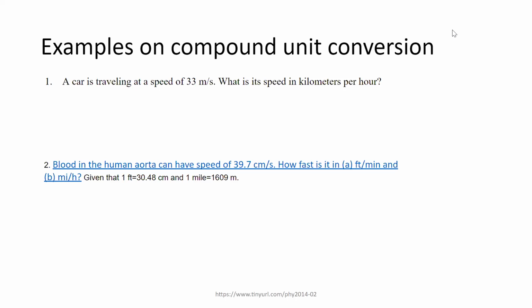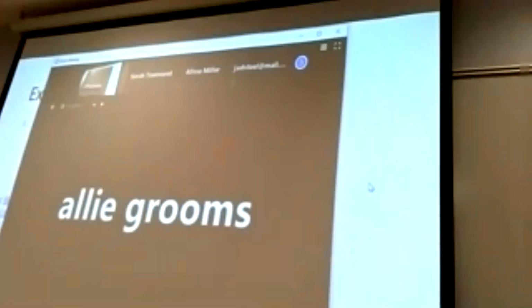I'll give you an example on how to do this one, and then I'll ask you guys to try to do the second one here. Okay. So let's do the first one here together. I'll stop sharing my screen right now, and then use this Ziggy to show the people online what we are doing here.